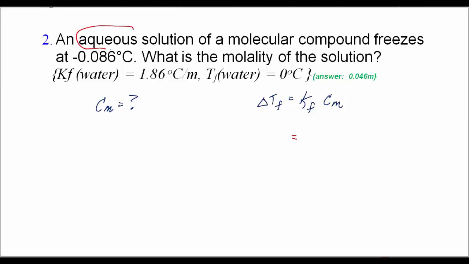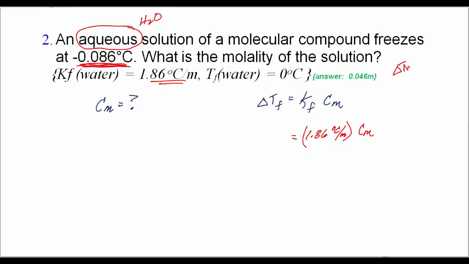And aqueous is just another word for water, right? It's in water. It's in H2O. So we need the Kf of water, and they gave it to us. What we need is a number for that delta T. Okay? They told us that it now freezes at a negative 0.086. So that new freezing point is a negative 0.086. But what's the regular freezing point of water? 0 degrees Celsius.